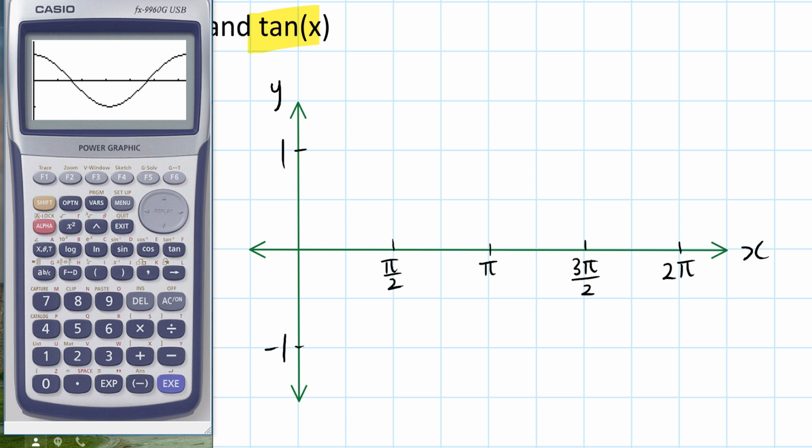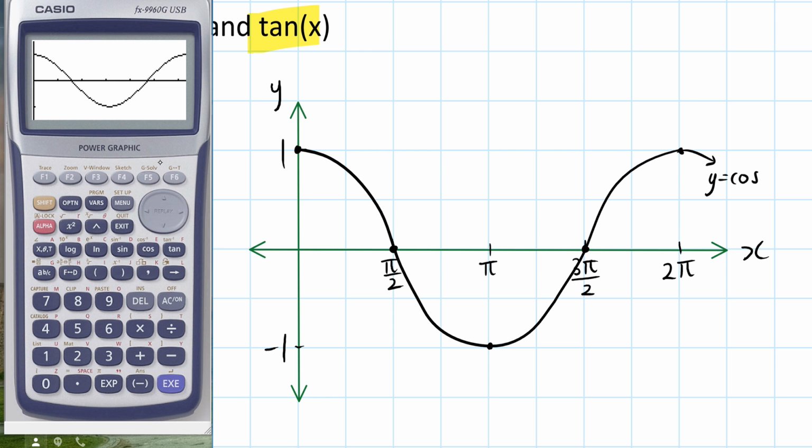There we go. And this one is starting with its maximum at 1, and it's crossing the x-axis here, minimum at pi, crossing again here, and maximum here. So sketching that curve in. There we go, that's what it's going to look like. So that's y equals cos x.